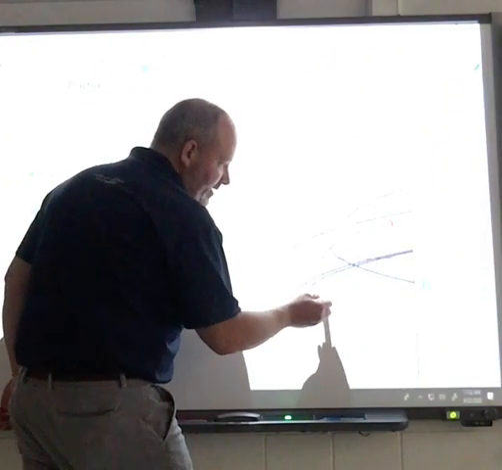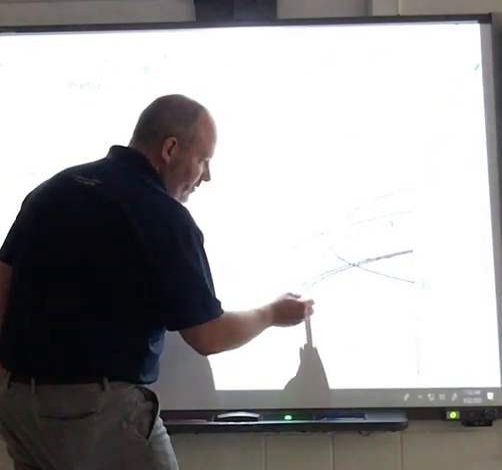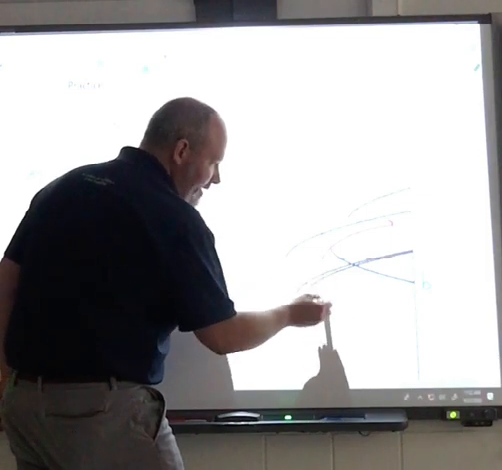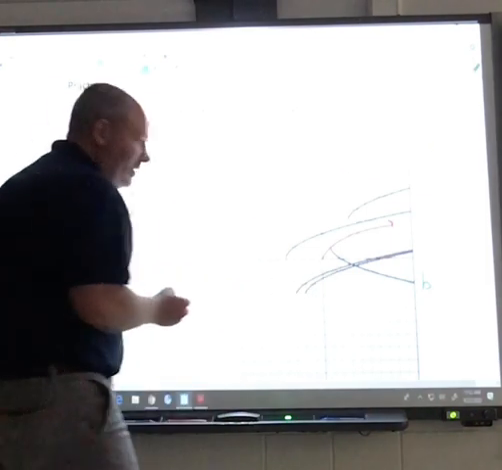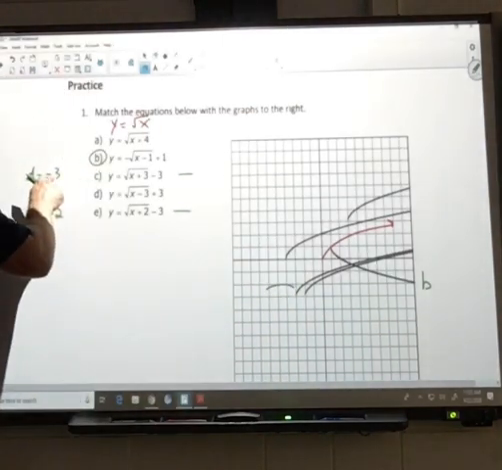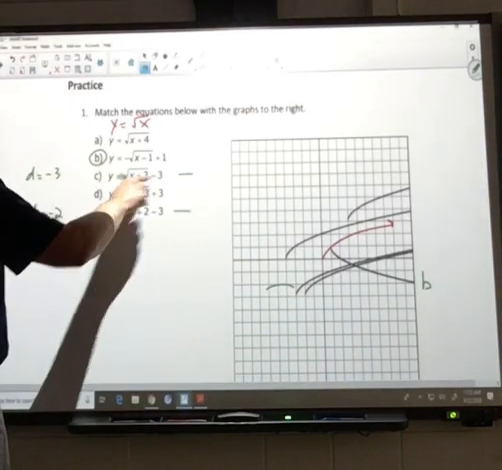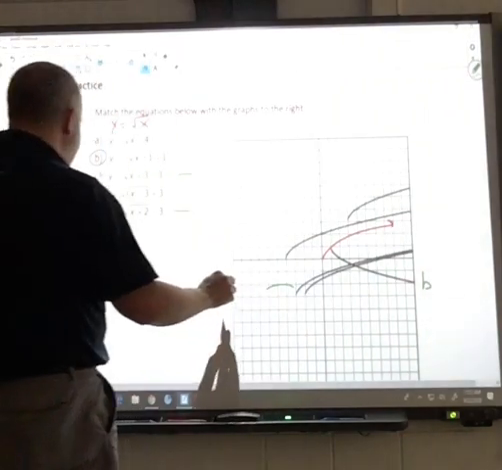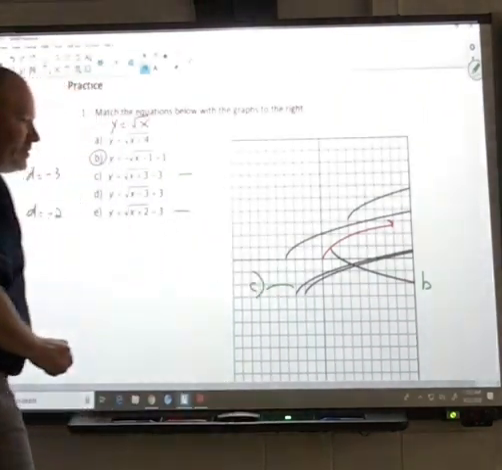So we've already gone down 3, and then we go to the left 2. That's this guy. When we go down 3 and to the left 3, that's going to be this one. So this function here is going to be the one that's got a d of minus 3 and a c of minus 3. So that's going to be number C.